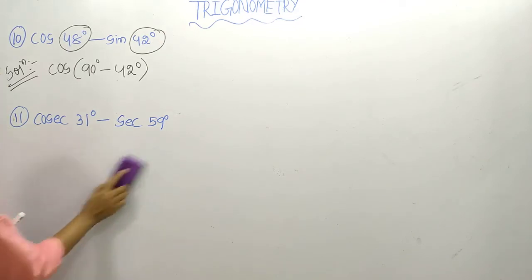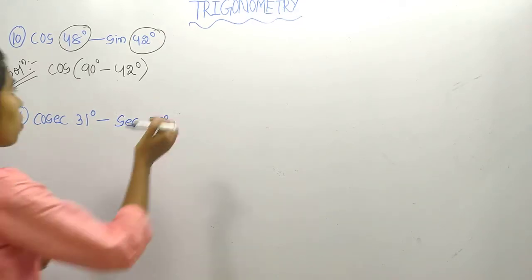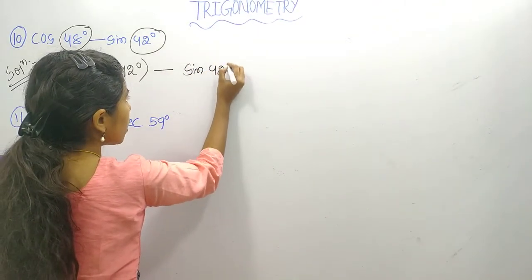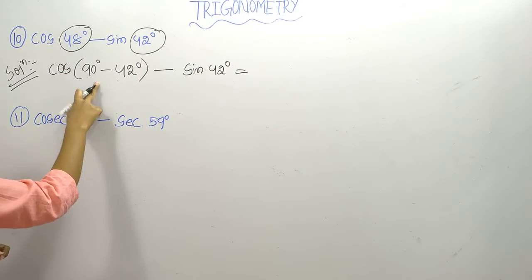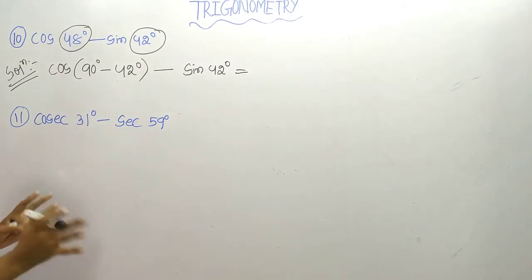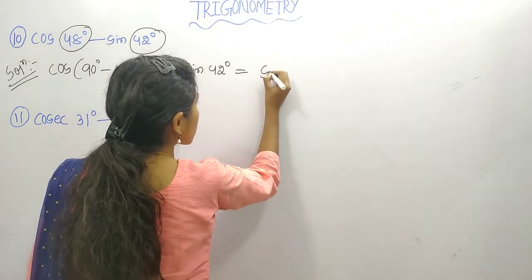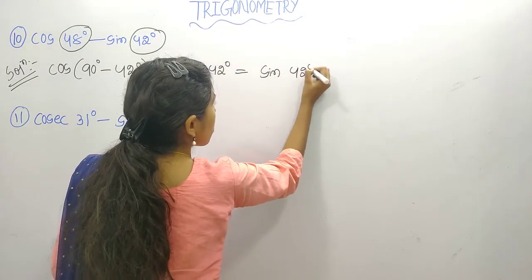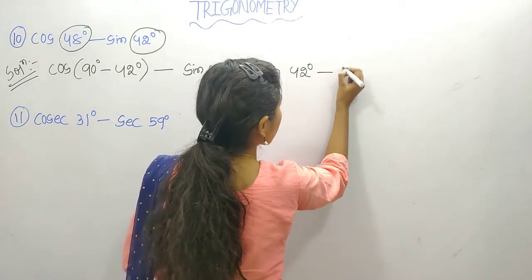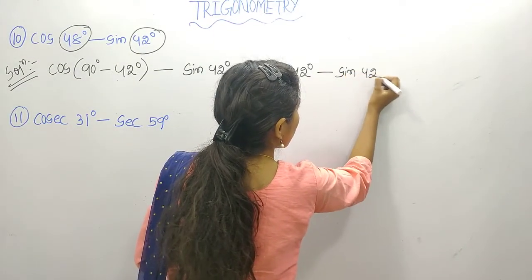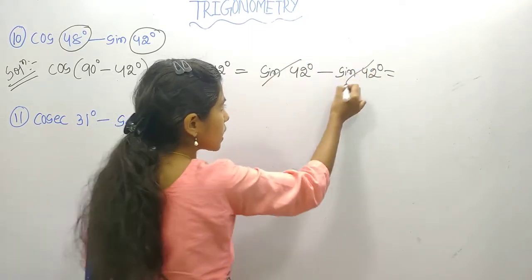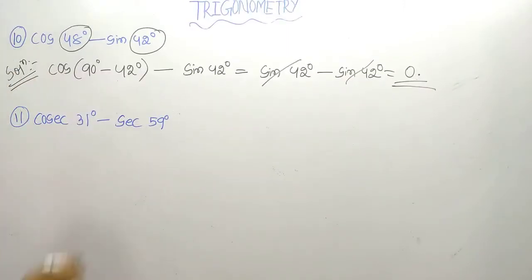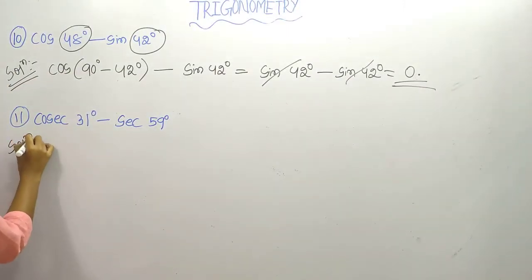Next, minus sin 42 degrees, equals cos of 90 minus theta. The formula says this is sin theta, where theta is 42 degrees, minus sin 42 degrees. So plus and minus cancel each other, and it becomes 0. Okay.